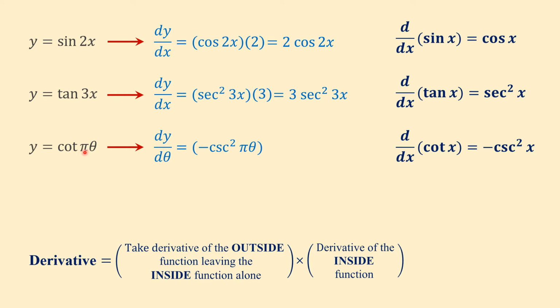The inside function is pi theta. Note that pi is a constant, a coefficient for theta. Theta is the variable similar to x, and pi is the coefficient for theta. Compare it with 3x or 2x. Derivative of 2x is 2. Derivative of 3x is 3. Derivative of pi theta is just pi. And so derivative of this function is negative pi cosecant squared of pi theta.